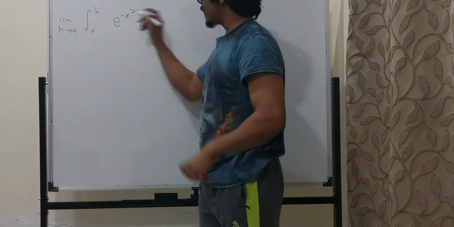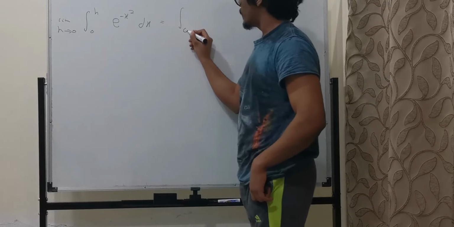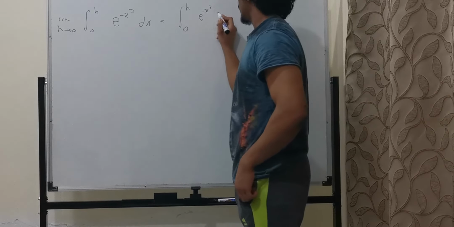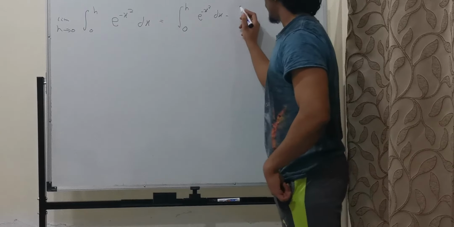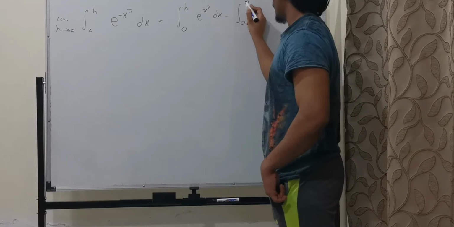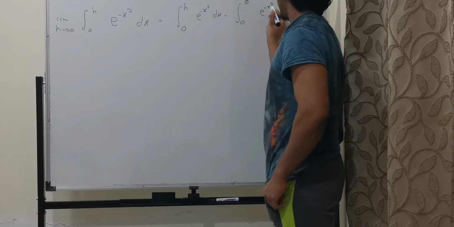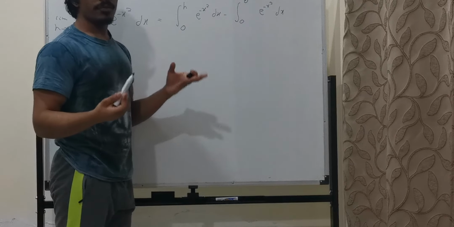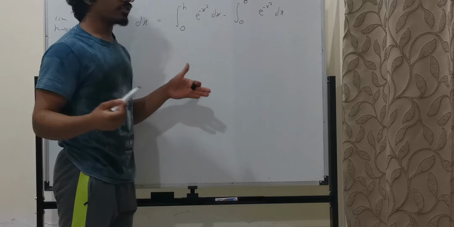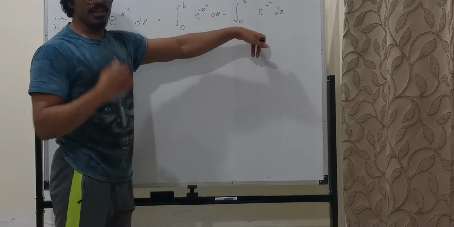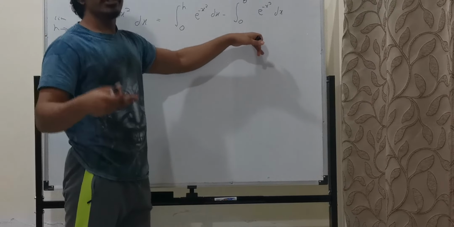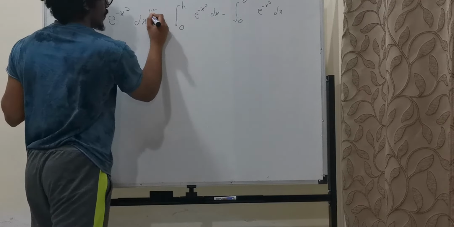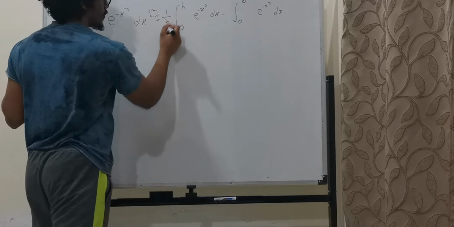We can see that this thing can be written as the integral from 0 to h of e to the negative x squared dx minus the integral from 0 to 0 of e to the negative x squared dx, since the integral from 0 to 0 of any function is equal to 0. So we just added some 0 in a fancy way, and we take the limit when h goes to 0 of 1 over h.